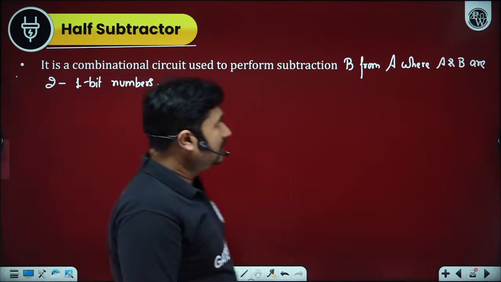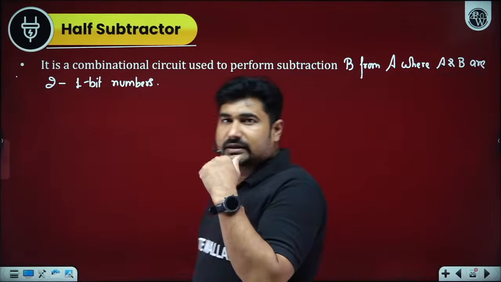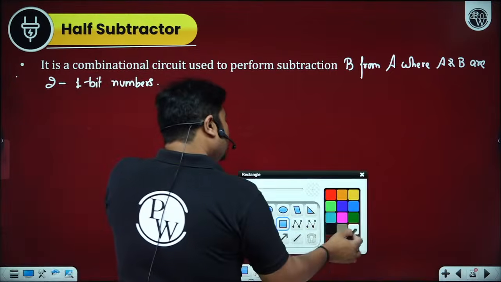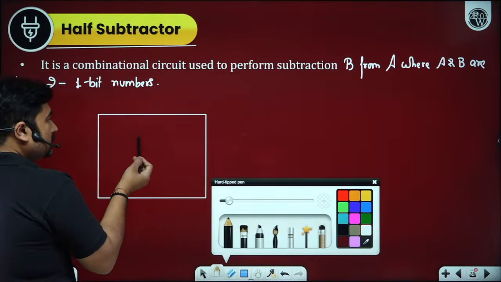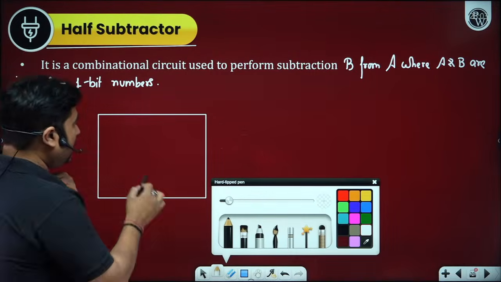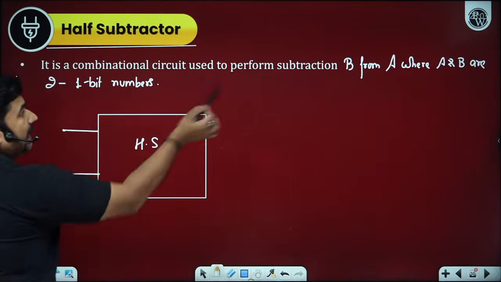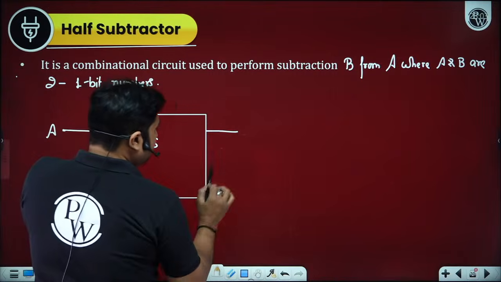Yes, sir. So we want to design a combinational circuit to perform A minus B. Is it okay? Can you design? Yes, sir, we can design. How to design any desired combinational circuit? First of all, we need to identify the inputs and outputs. So I'm interested to design a half subtractor. So we have two inputs, already I have indicated A and B. We need to perform A minus B.